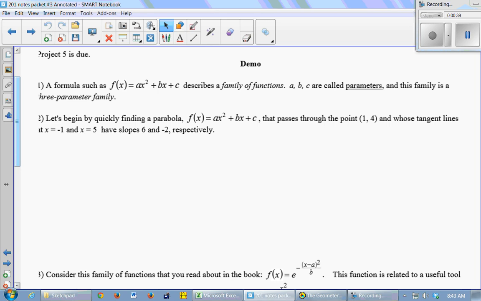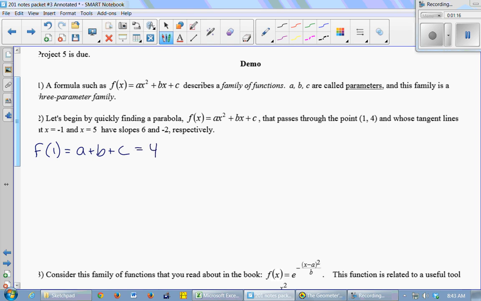All right, so we want to find a parabola of the form ax squared plus bx plus c that passes through the point (1, 4), and whose tangent lines at x equals -1 and x equals 5 have slopes 6 and -2. So it passes through the point (1, 4). That means that f of 1, if I put a 1 in for x, I would get a plus b plus c, and that should give me 4, because (1, 4) is on the graph. So f of 1 should be 4.